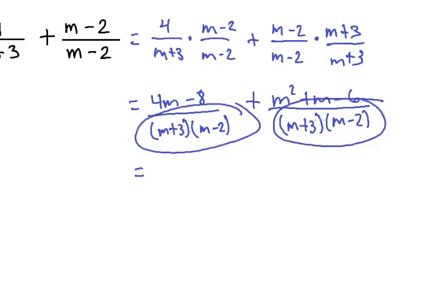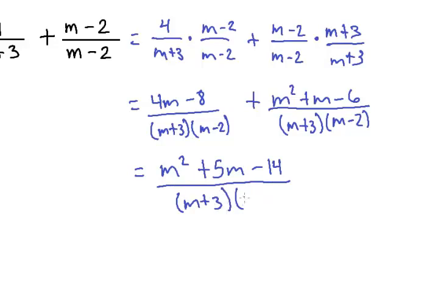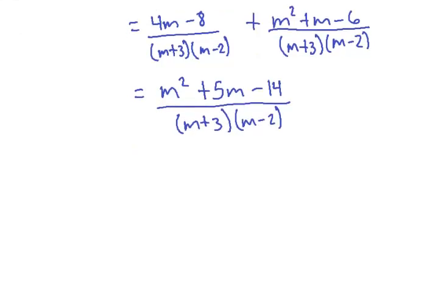If the denominators match, then all I need to do is add. So m squared doesn't have anybody to be added with, so I'm just going to copy it. Now 4m can be added with m, so 4m plus m will be 5m. Negative 8 plus negative 6 will give me negative 14. And the denominators, I only copy them once. We already added. What we need to do next is simplify the answer.